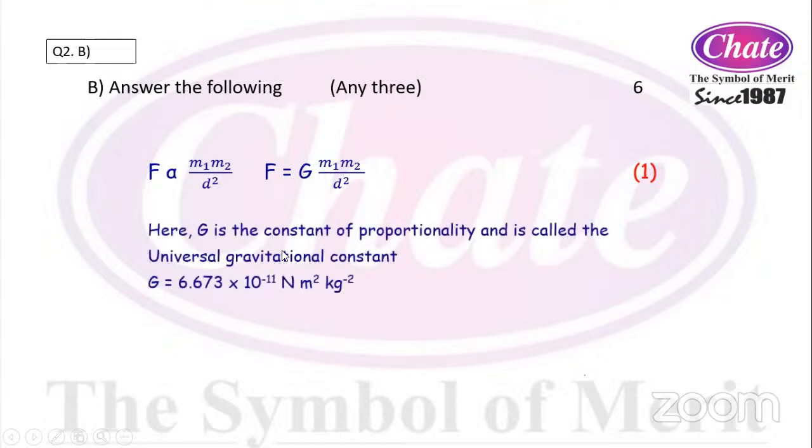And what is the g? So g is the constant of proportionality, and it is called the universal gravitational constant. Its value is 6.673 into 10 raised to minus 11 Newton meter square per kg square, or kg raised to minus 2. So in this way you have to attempt this question.